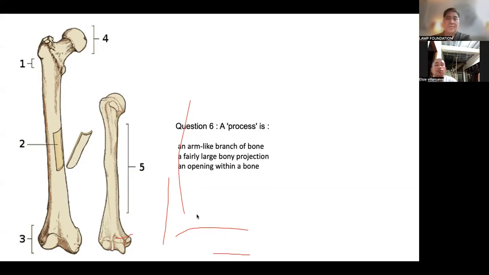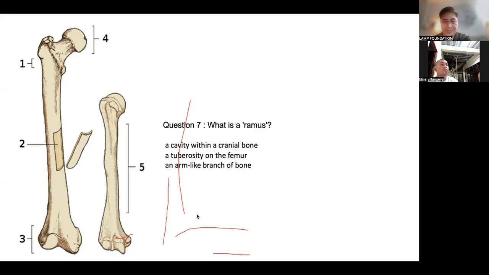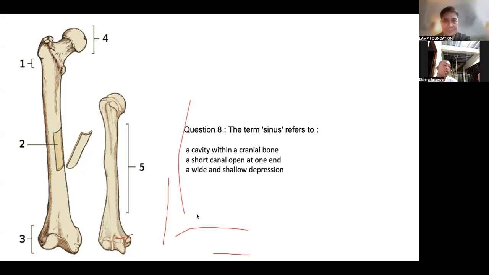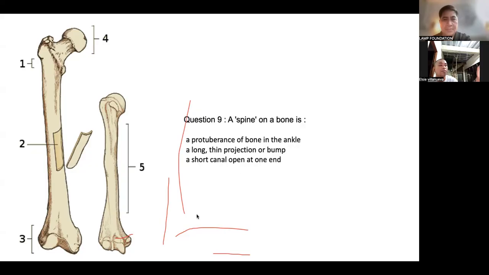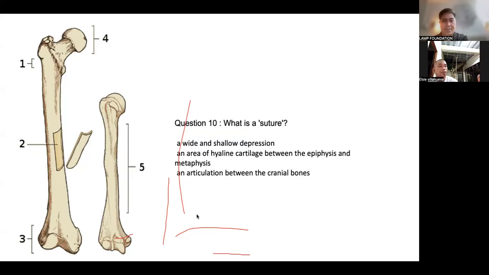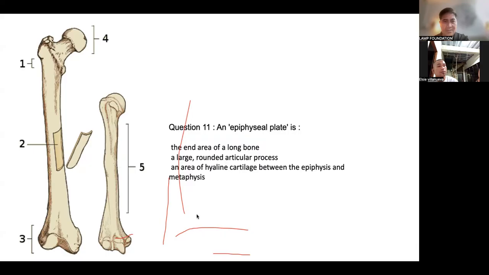A process is a fairly large bony projection. Ramus: the arm-like branch of bone. Sinus: a cavity within a cranial bone. Spine on a bone: a long thin projection or bump. What is a suture? An articulation between the cranial bones.